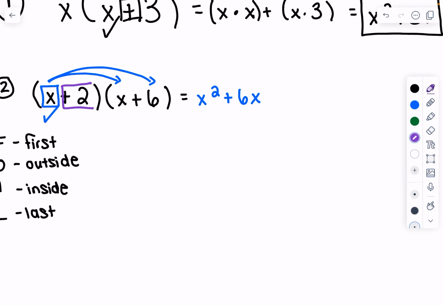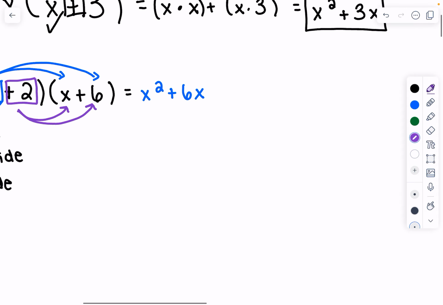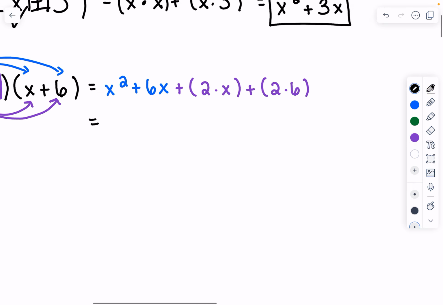I check it off, I move on to the next one. This positive 2 is the next term. So I'm going to take it and multiply into both x and positive 6. For this one, I'll show my steps a little bit more just to kind of mirror the above question. So I know I have plus 2 times x. Okay. And I also have 2 times positive 6.